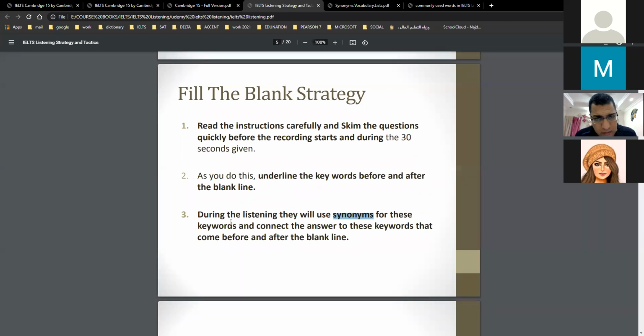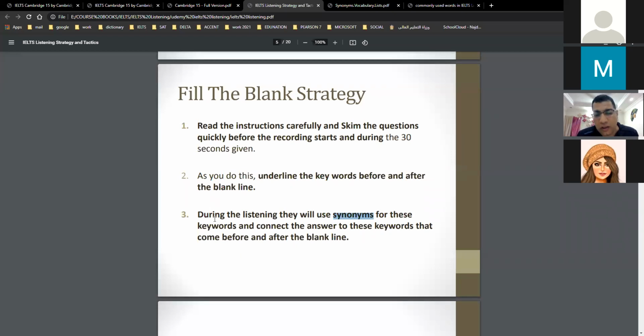If you read the word huge in the paper, he will not say huge. He will say tremendous, very big, massive. If you read the word very small, he will not say very small. No, he will say tiny, for example. So he will not use the same words, right?